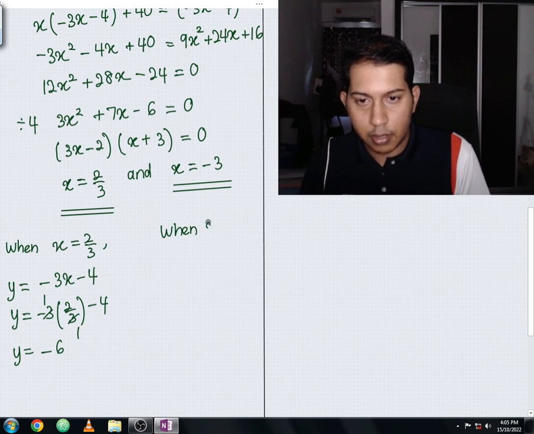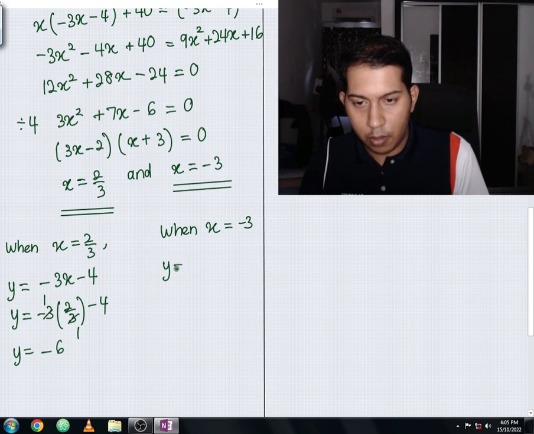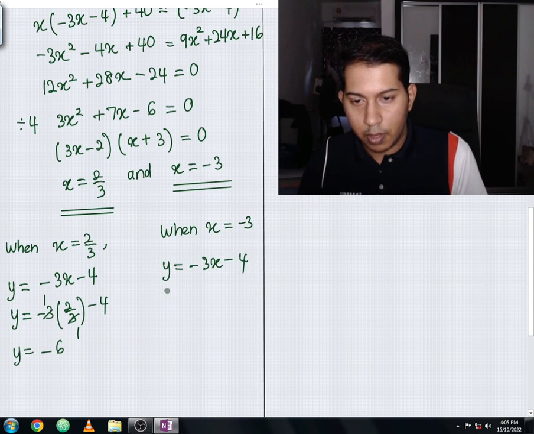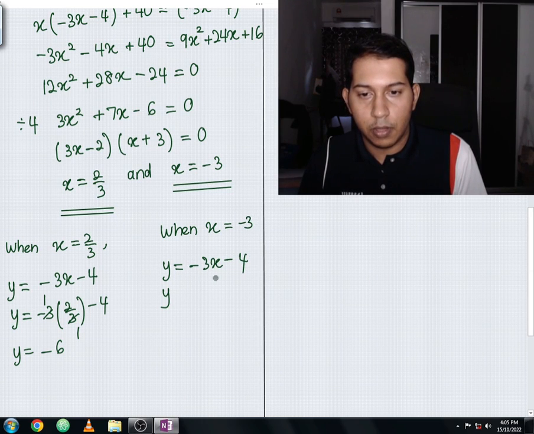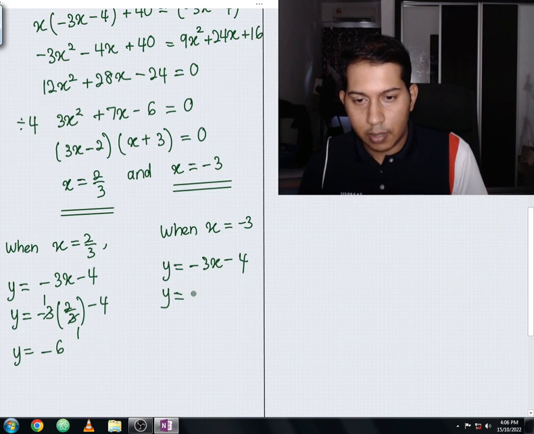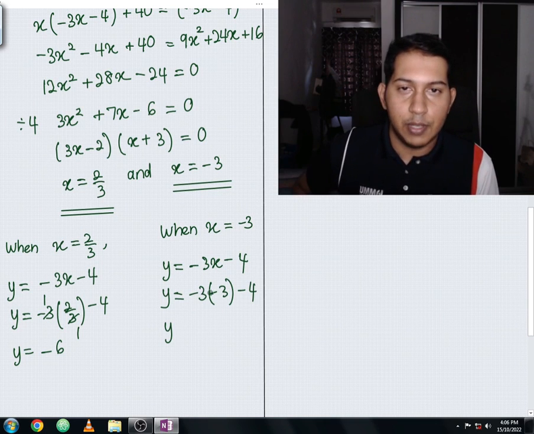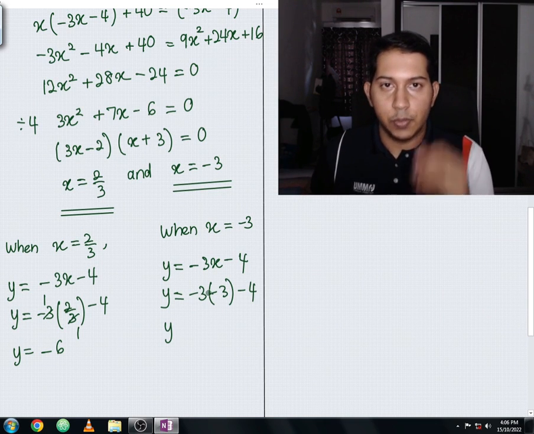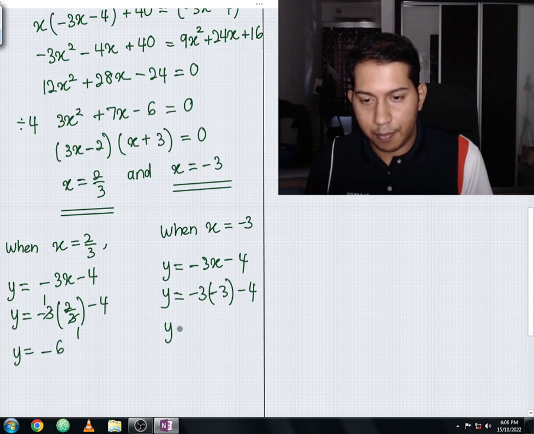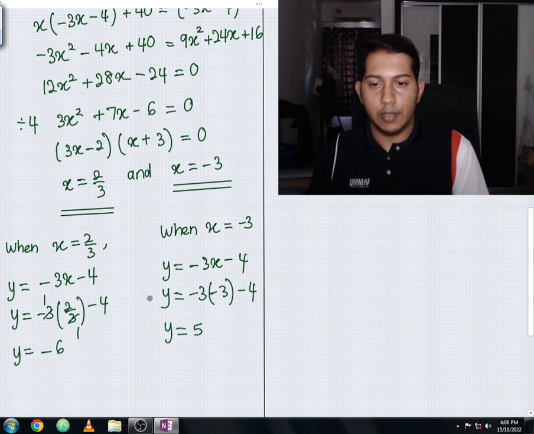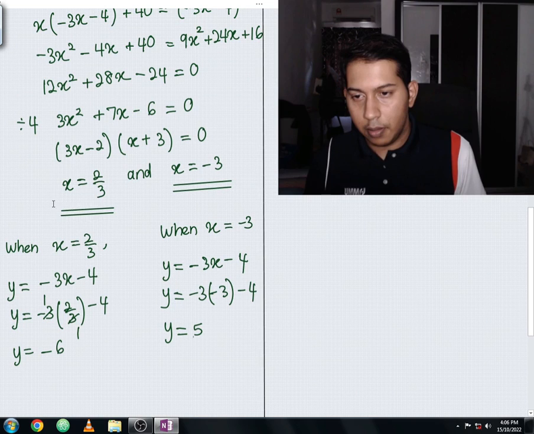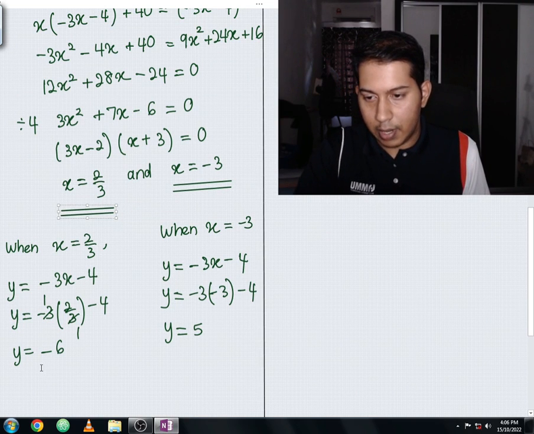When x is equal to negative 3, so from here y, we follow the same working, negative 3x minus 4. We substitute x equals negative 3 into this equation. So y is equal to negative 3 times negative 3 minus 4. Negative 3 times negative 3 you get 9. So 9 minus 4 is 5. So from here you get your second solution. Okay, so let me just underline the solution.